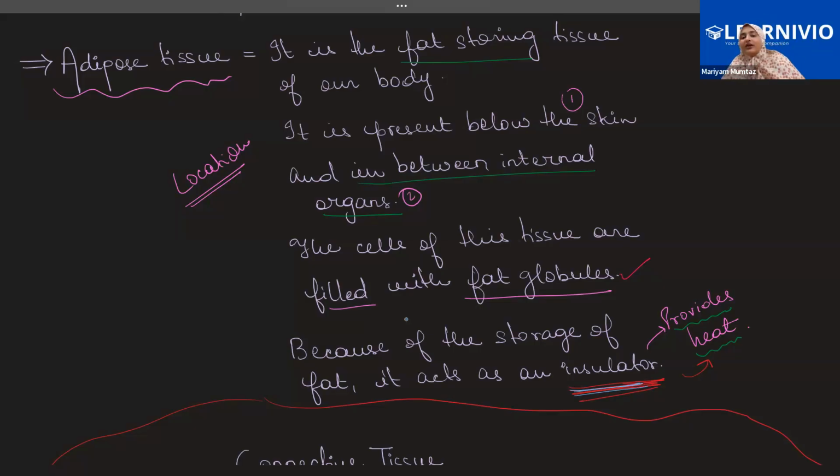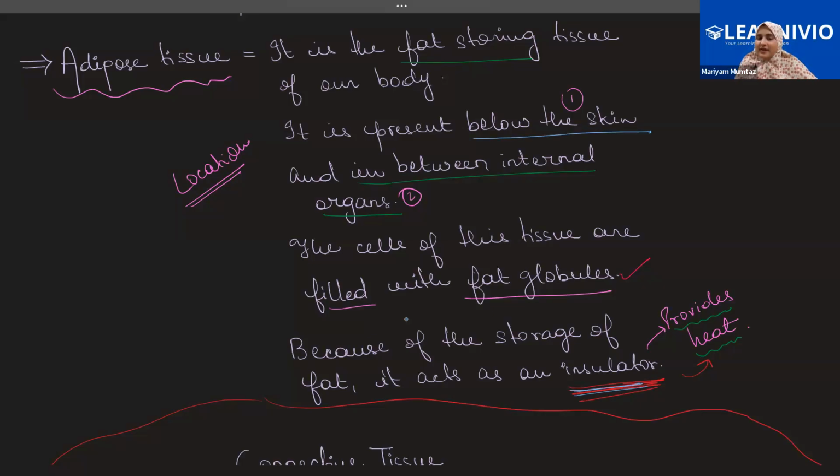Why? Because they do not have enough shock absorbing tissues in their body, right? They are thin, so they just have muscles and bones and normal tissues in their body. So adipose tissues are those fat storing tissues of our body. They store fat in them. Where is it present? Primarily, it is present just below the skin and in between the internal organs.